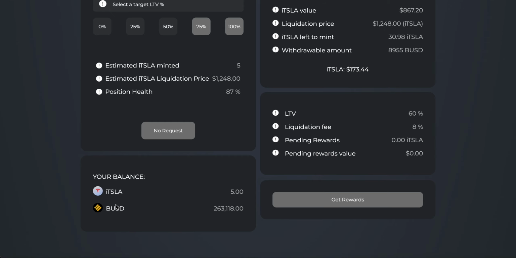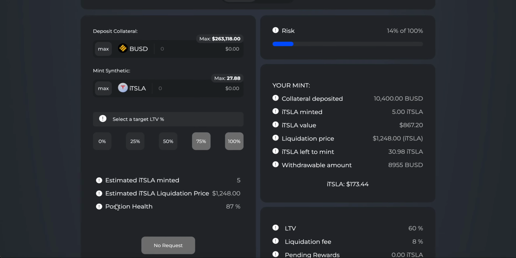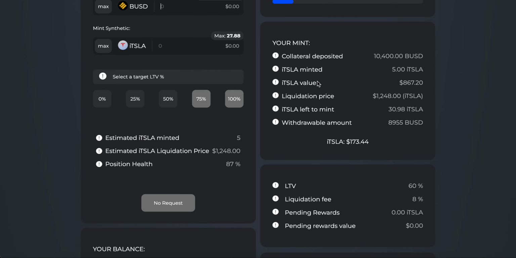Below are the balances on your wallets. Here's your risk level. If you hit 100% is bad. For new people, I recommend being below 30%. As you get more comfortable, push it up to 60, 70-ish. Never go above that. Here's your current position, what the contract holds.